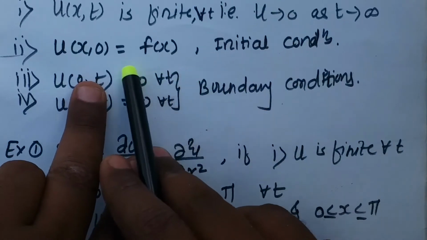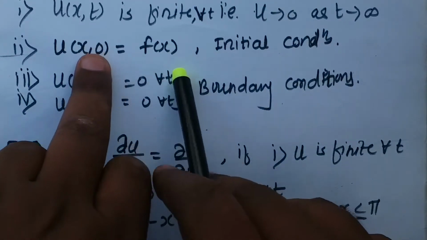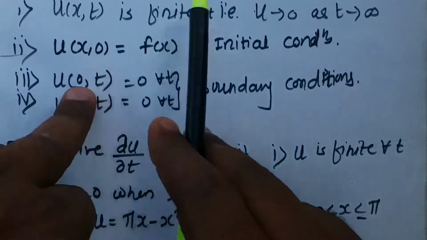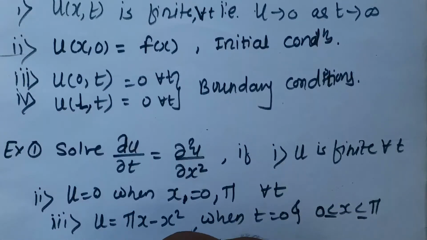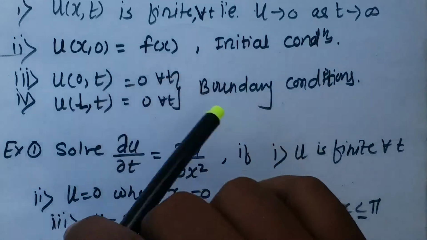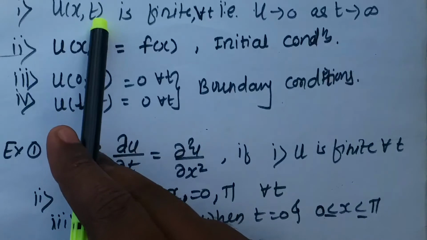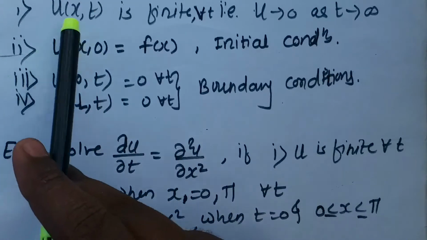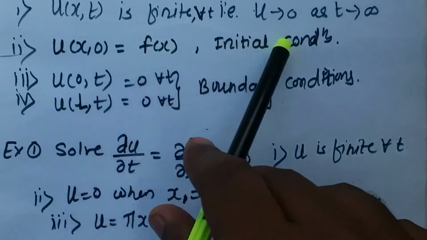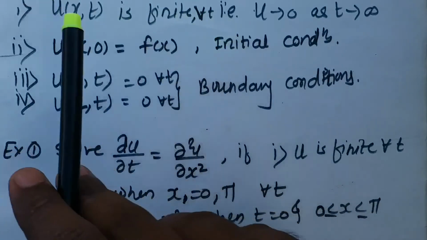The second initial condition: when time t is 0, your initial temperature will be some function of x. Initially they will provide you some temperature at t equal to 0. When time is 0, don't get confused, this t is not temperature. This t is time, u is temperature. Temperature will be some function of x when time t is initially 0.